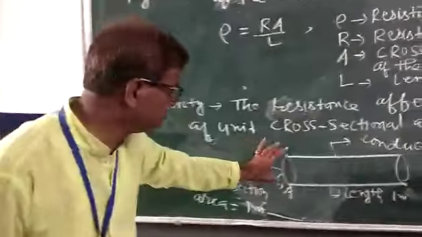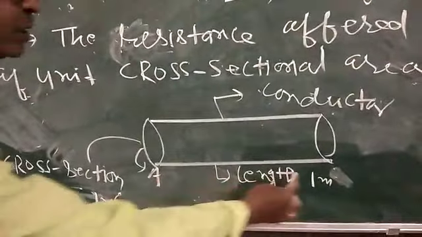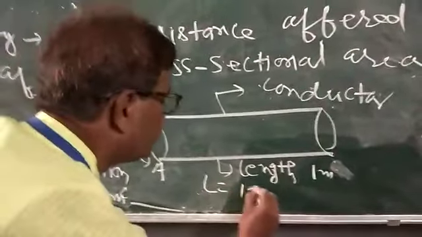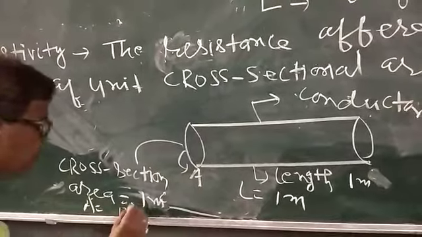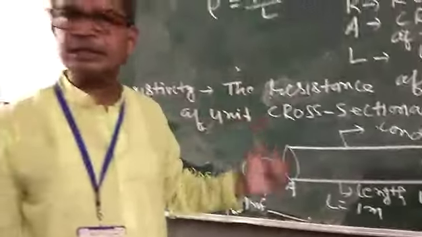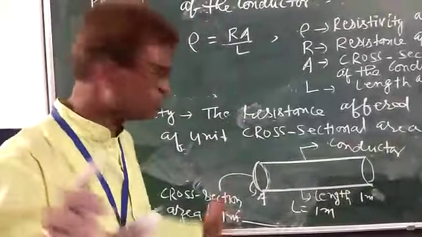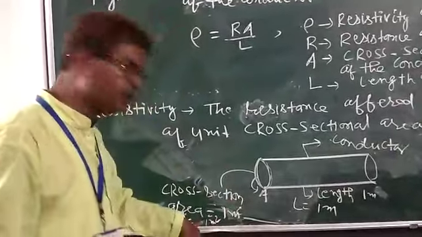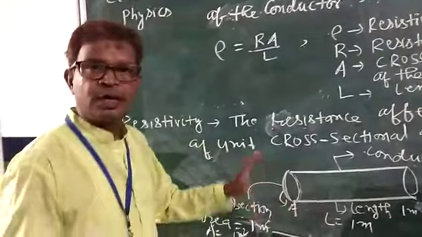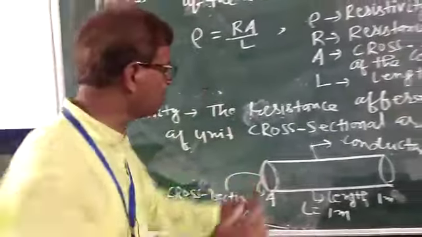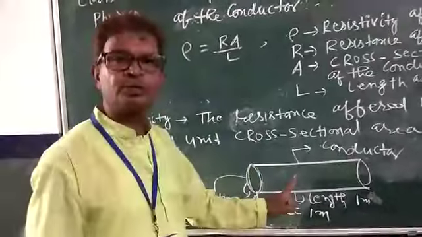It means if you take a conductor, say this is the conductor, its cross-sectional area is A and length is L. If the length is equal to 1 meter and the cross-sectional area is equal to 1 meter square, then whatever resistance is offered by this conductor in passing the electricity is said to be the resistivity of the conductor.